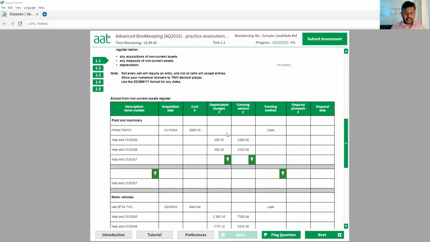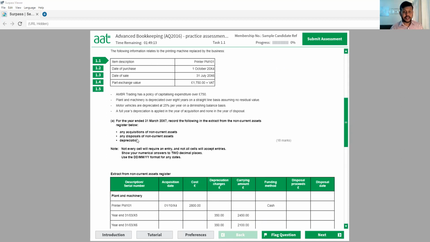That means we can see here we have a 350, 350. And this is the plant and machinery that is printer PM101. So this is the printer PM101, the one we are selling. When did we sell it? Date of sale 31st of July 2016. Remember, in this year 2016, we are not going to charge any depreciation because the question said in the year of disposal, don't charge any depreciation.